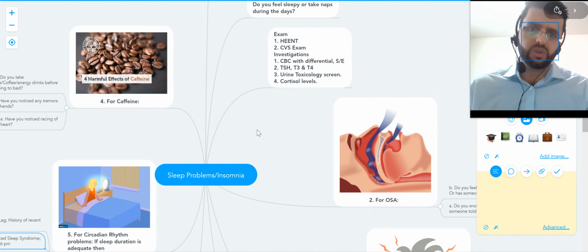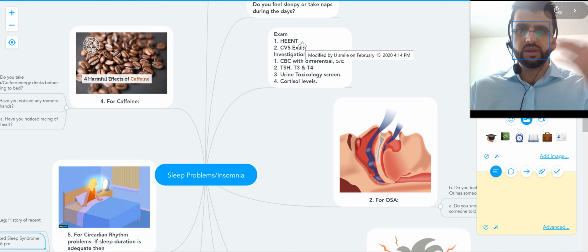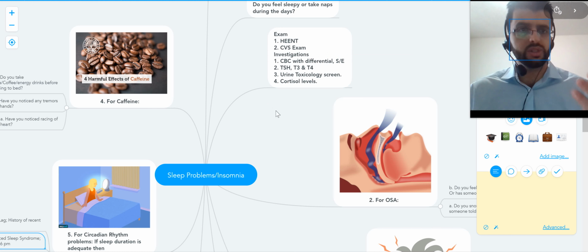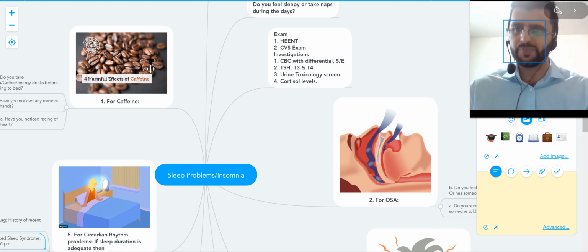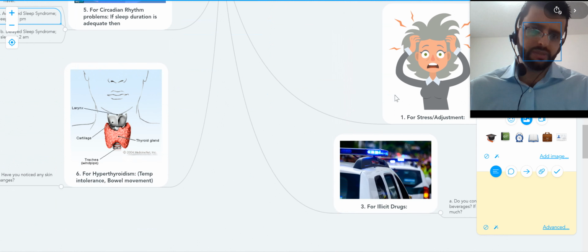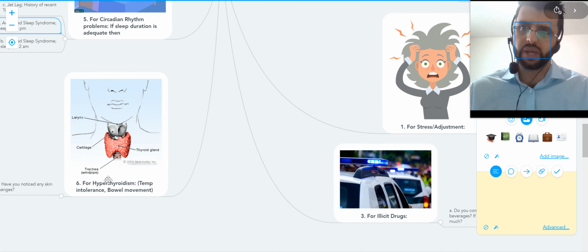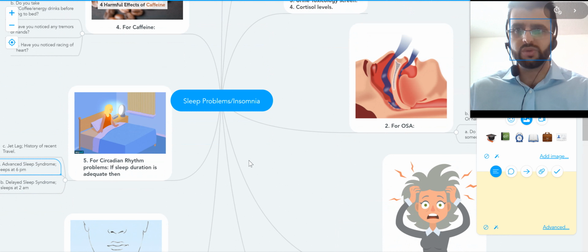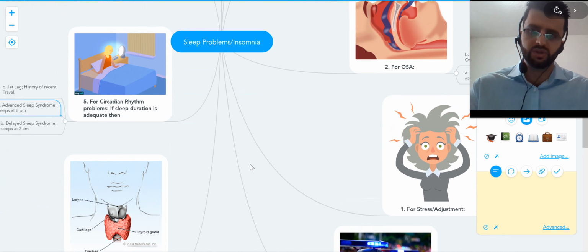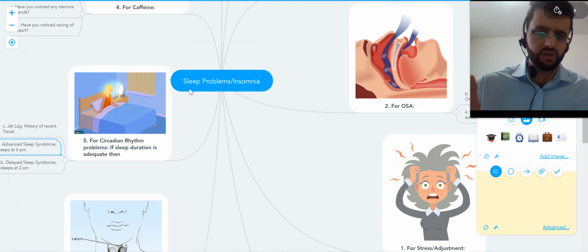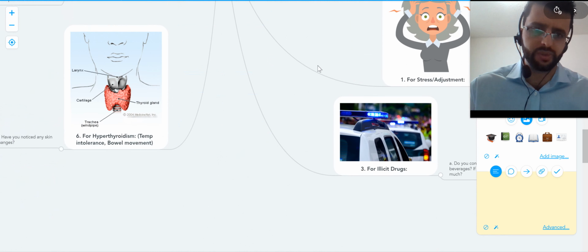Okay, we knew what questions to ask. After that, we do head, ear, eye, nose, throat exam and heart exam. The investigation CBC, CMP, TSH, T3, T4, urine toxicology screen, and cortisol level. Okay. So for the differentials for sleep problems, again review: obstructive sleep apnea, stress, drug abuse, hyperthyroidism, caffeine, and circadian rhythm. Okay, so if we want to group them, caffeine and circadian rhythm together, hyperthyroidism, obstructive sleep apnea, and stress together, and illicit drug abuse finally.